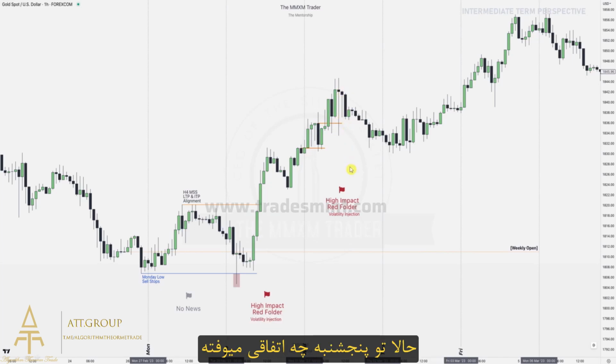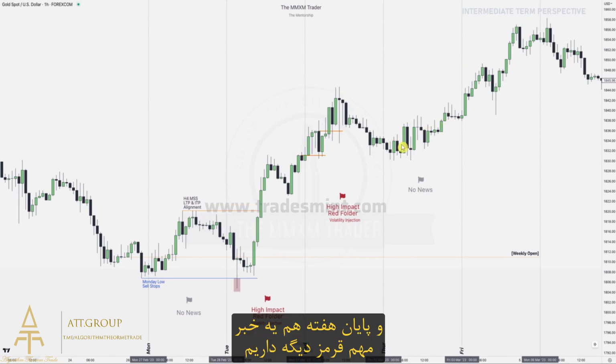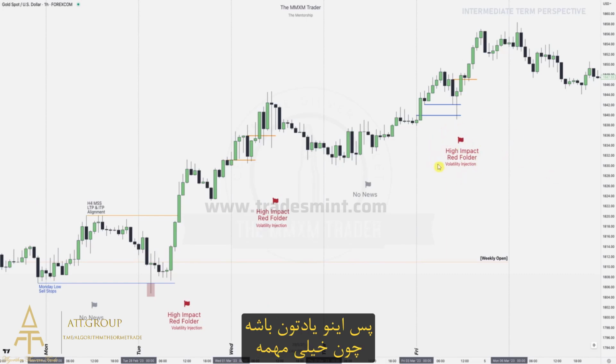Now, what happens on Thursday? We don't have any news on Thursday, so how does that look like? We have an indecisional day, right? And then at the end of the week, we have another high impact news red folder, right? So another volatility injection over here.